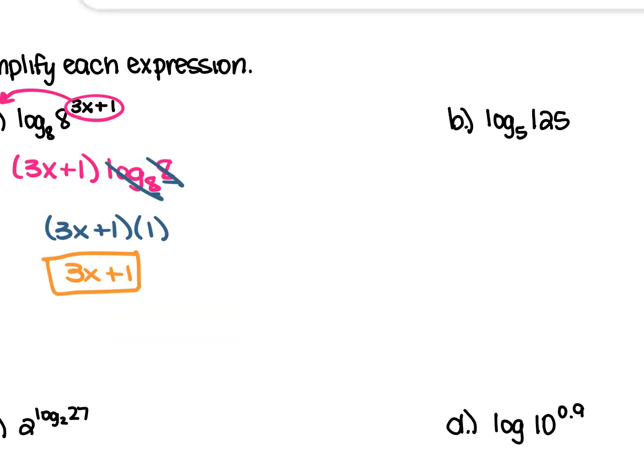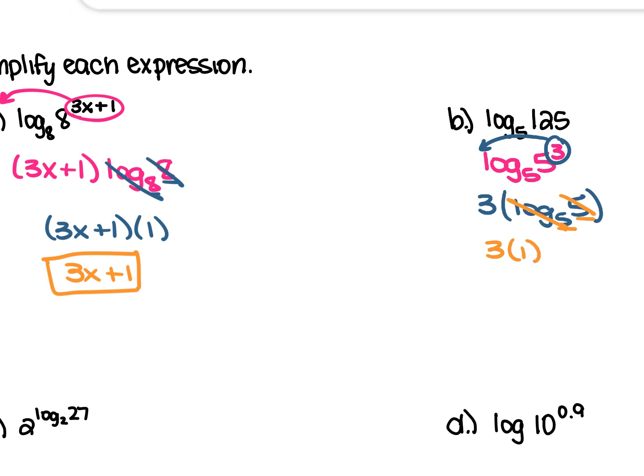B is a little bit more difficult. You have log 5 of 125. So you could ask yourself, 5 to what power is 125? However, the 125 is the same thing as saying 5 to the third power. So this can also be written as log 5 of 5 to the third power. We know that that power goes to the front, so it would become 3 times log 5 of 5. We also know that when our base is the same as our whole number part, the whole thing becomes 1. So that's 3 times 1, which is just 3.